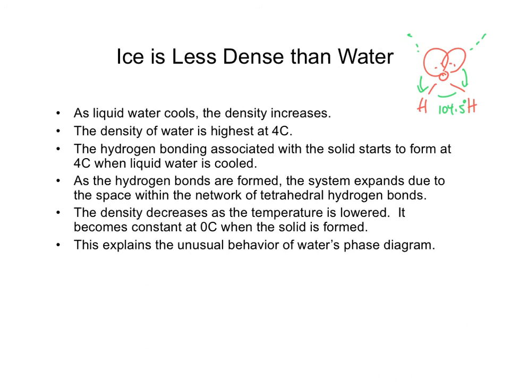So when you cool it down for water, all of a sudden the trend reverses. Instead of the density increasing, it starts to decrease. And so the ice cubes start to form, and they float. They float to the top. So as hydrogen bonds are formed, the system expands due to the space between the network of tetrahedral hydrogen bonds. Density decreases as the temperature is lowered and becomes constant at 0 degrees C when the solid's formed, and then the ice cubes float.